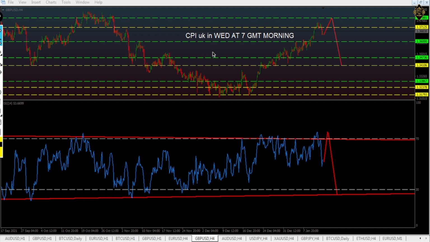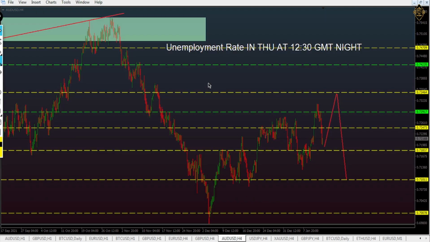So the other pair we got is the Aussie, my friend. And the Aussie, as you see, even that one, it was an error here. We said it's going to fall down. It fell down till that much. Then look what happened here.